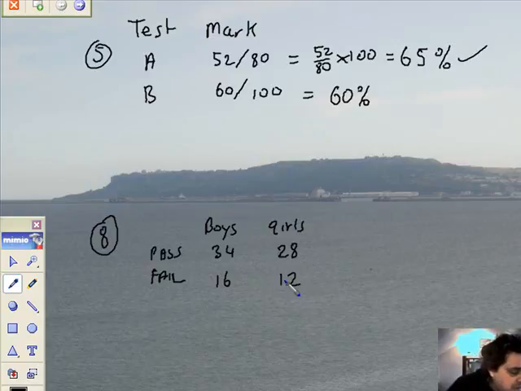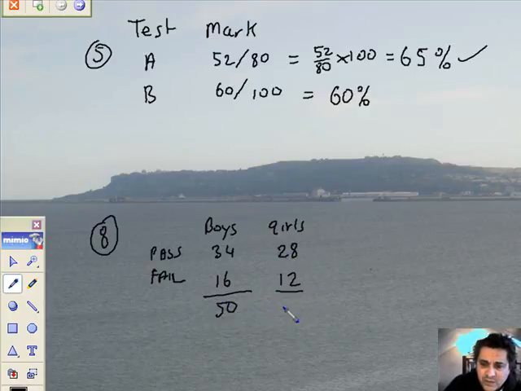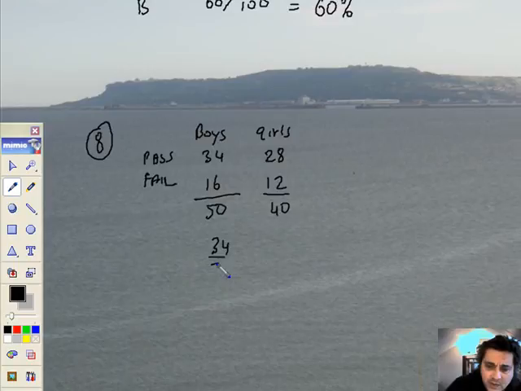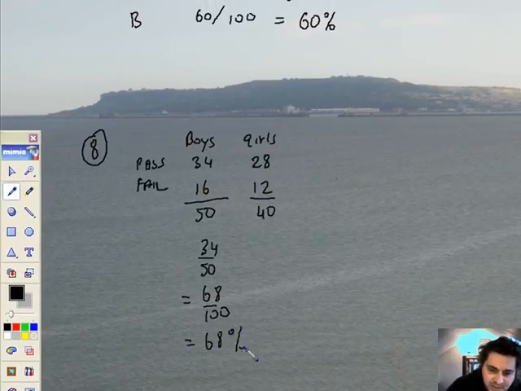It says compare the percentage of boys who passed with the percentage of girls who passed. Alright, 4 numbers can be tricky if you don't watch your step. So let's look at the total number of boys: we've got 50 boys there, and 40 girls there. Now, in terms of boys who passed, we have 34 over 50, and I can see that is going to be 68 over 100. Don't need my machine for that. 68% of the boys passed.